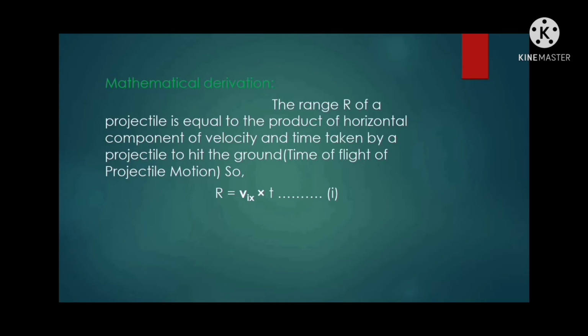Now let's discuss its mathematical derivation. Here we have the range R of a projectile equal to the product of the horizontal component of velocity and the time taken by the projectile to hit the ground, meaning the time of flight of projectile motion, which we discussed in the recent video. So we have R equals Vix times t. This is the first equation. Here R shows the range of projectile motion, Vix shows the horizontal component or x component of velocity, and t shows the time of flight of projectile motion.